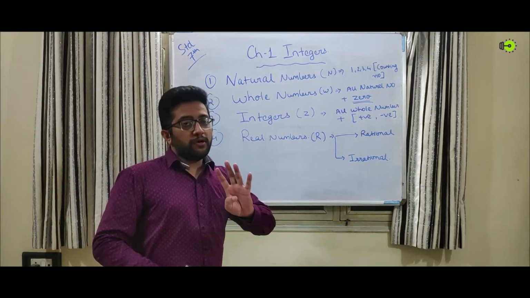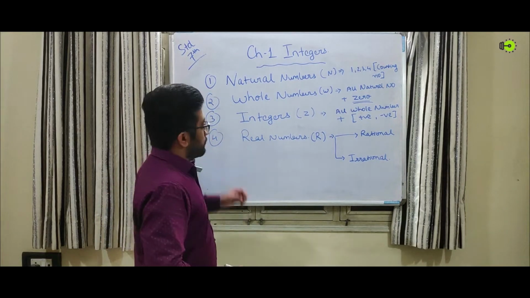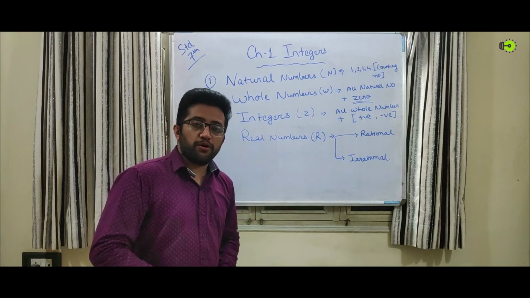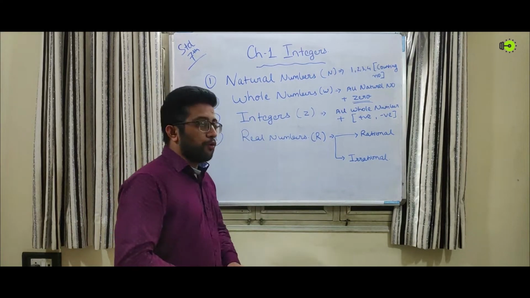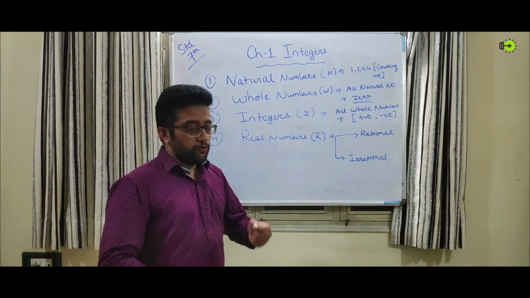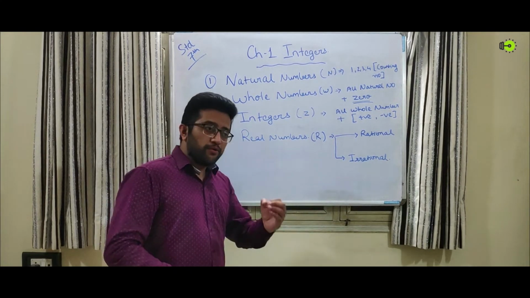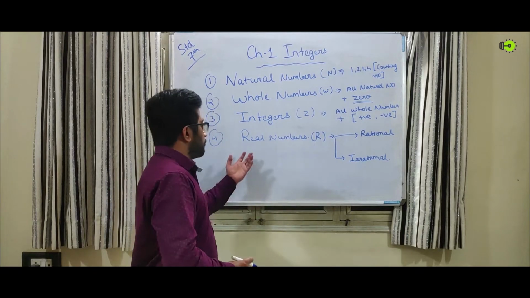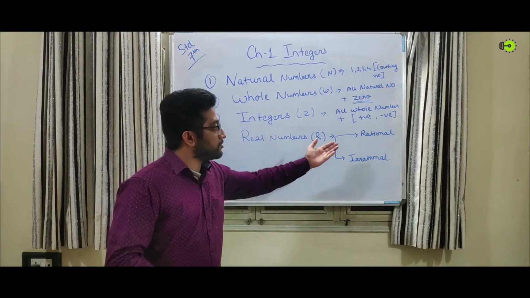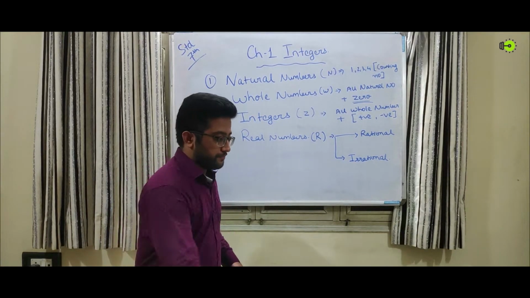So there are a total of 4 types of numbers as per your academics. The first is natural numbers, which include 1, 2, 3, 4, also known as cardinal numbers or counting numbers. The second is whole numbers, which include all the natural numbers plus the number 0. The third is integers, which include all whole numbers along with their positives and negatives. And the fourth is real numbers, which are further divided into two parts, that is rational and irrational. So please make a note of it.